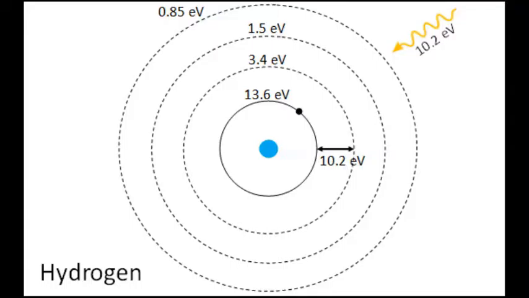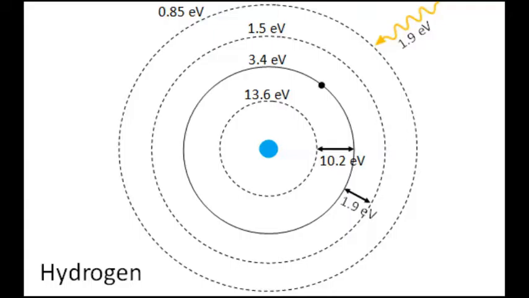And 10.2 is actually the difference between the ground state energy and the first excited state energy, 13.6 minus 3.4. In that case, the electron that's in the lowest energy state can absorb that photon and jump to the first excited energy state. And if after that we have another photon come in with an energy of 1.9 electron volts, the difference between the first excited state energy and the second excited state energy, then again, the electron can absorb it and jump from the first to the second excited state.